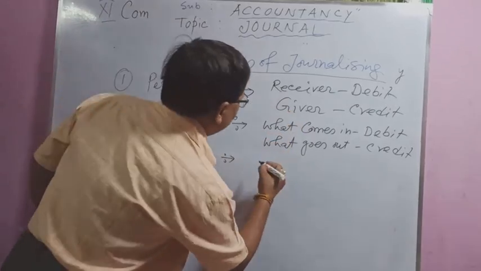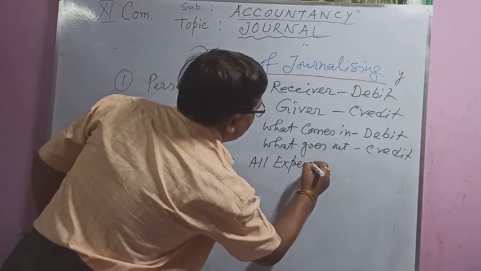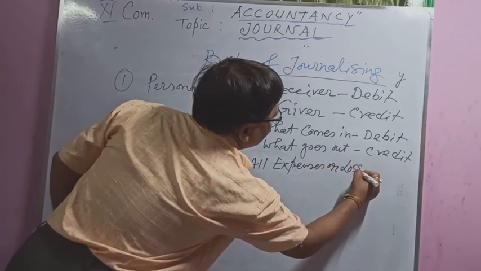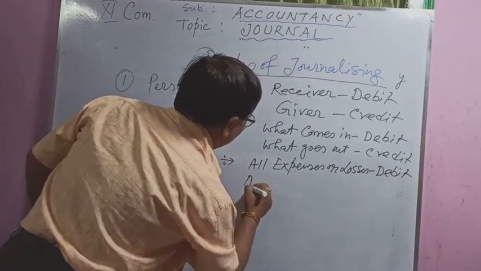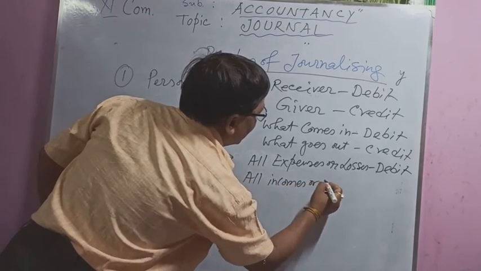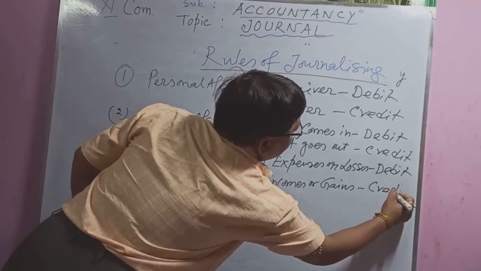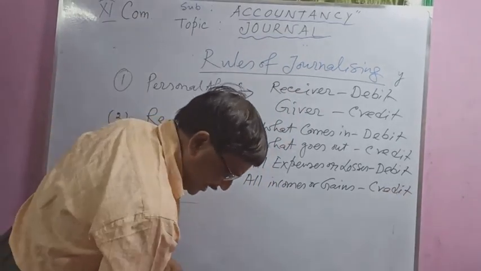What are their golden rules? All expenses or losses, debit. All incomes or gains, credit. This is the rules of journalizing.